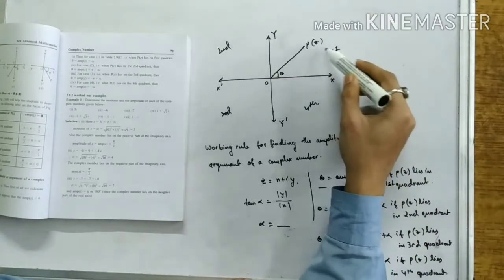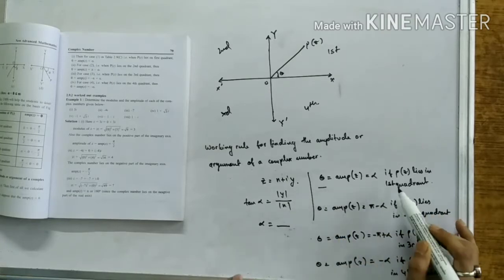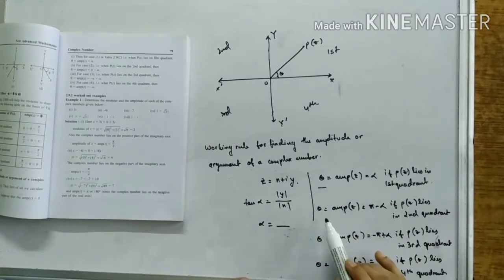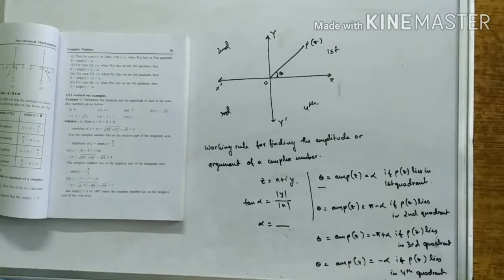And next, if the point lies in the first quadrant, then theta equals alpha. If the point lies in the second quadrant, then theta equals pi minus alpha. If it lies in the third quadrant, then theta equals minus pi plus alpha. And if it lies in the fourth quadrant, then theta equals minus alpha.